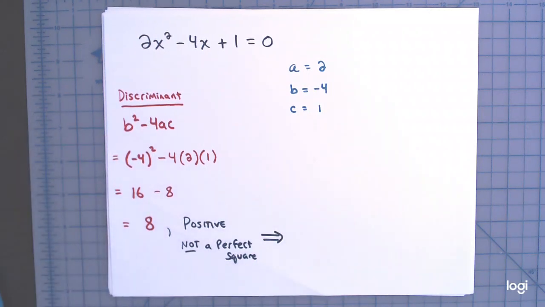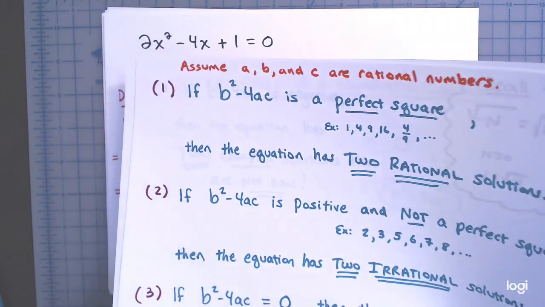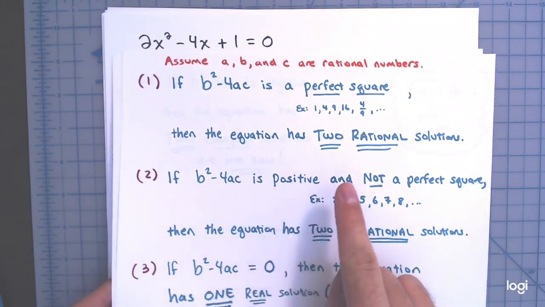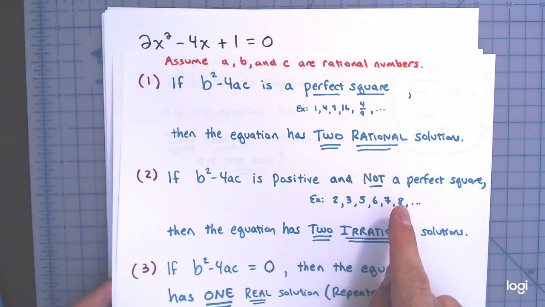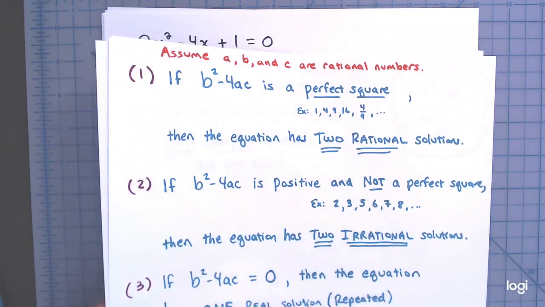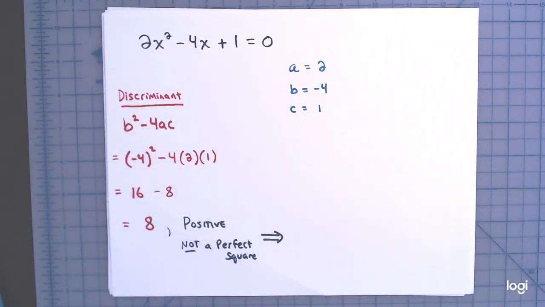And let's see, which case was that? That was case 2 that I wrote in my previous pages, right? If the discriminant is positive and not a perfect square, there's 8, right? Then your equation is going to have 2 irrational number solutions.